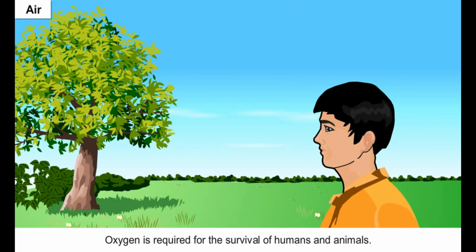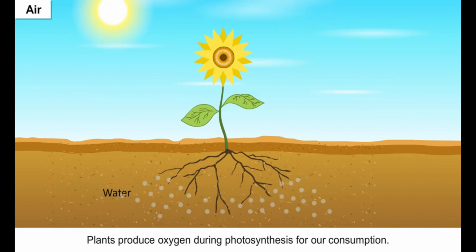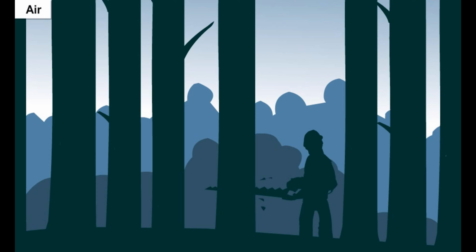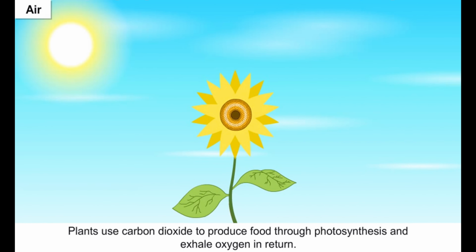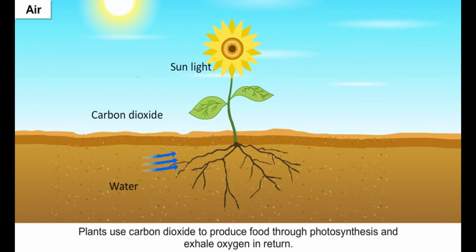Oxygen is required for the survival of humans and animals. Plants produce oxygen during photosynthesis for our consumption. If we cut trees, the level of oxygen decreases and disturbs the balance of nature. Plants use carbon dioxide to produce food through photosynthesis and exhale oxygen in return.